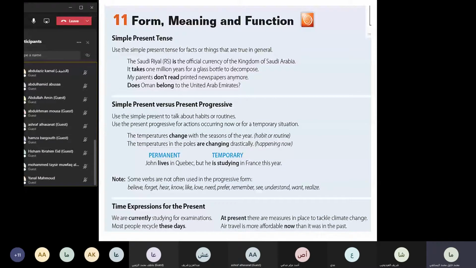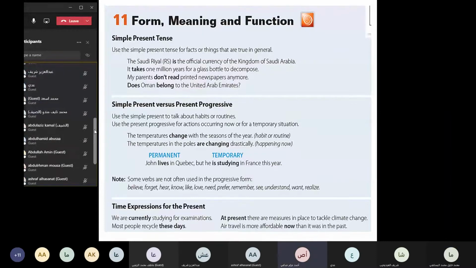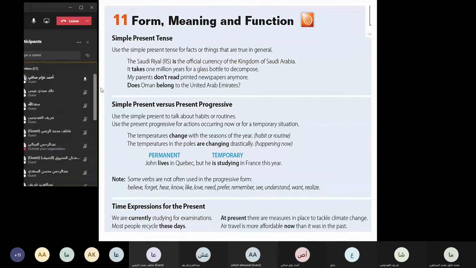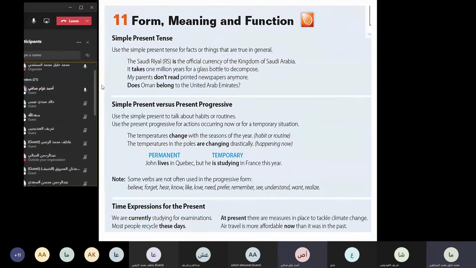Now, what about the second example? Who can read it? Abdul Aziz, read the second. It takes one million years for a glass bottle to decompose.